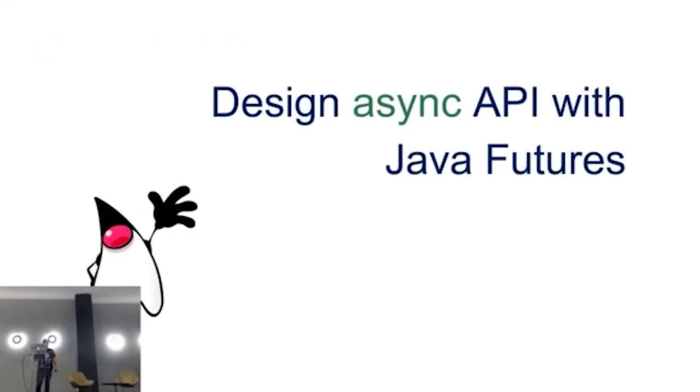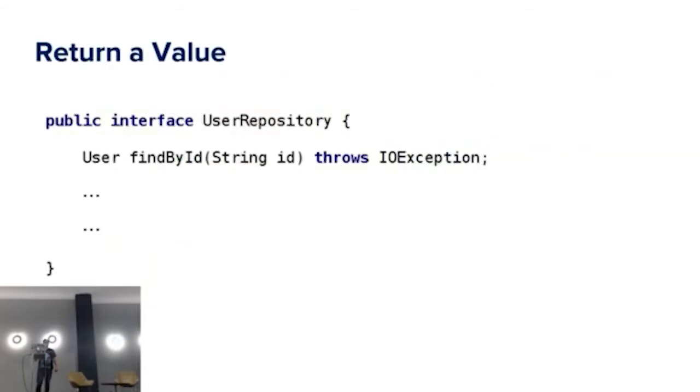Now, where we came from, so let's do a little overview of concurrency and the async APIs in Java. Here we have a basic use case, return a value, and I have a user repository, and I'm going to find a user by an ID. Pretty basic. It throws an IO exception. If something goes wrong when I contact the database, I'm going to throw an IO exception.